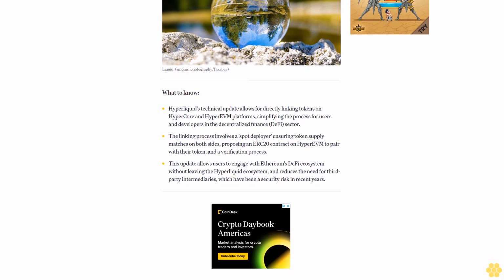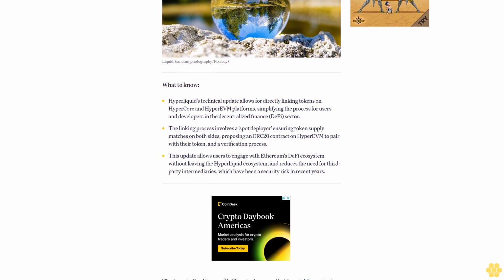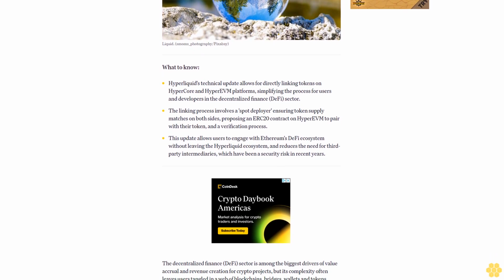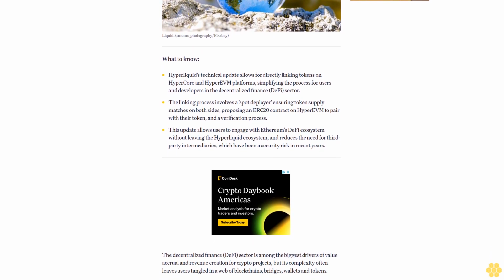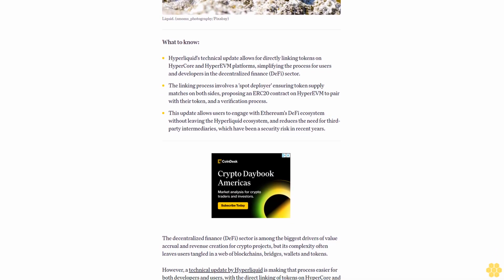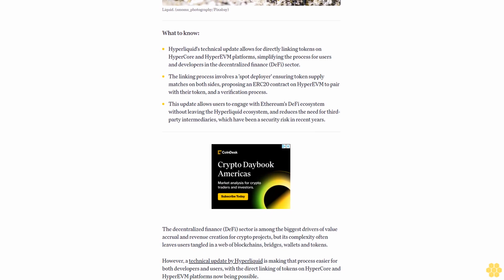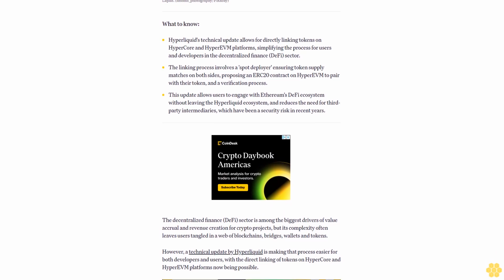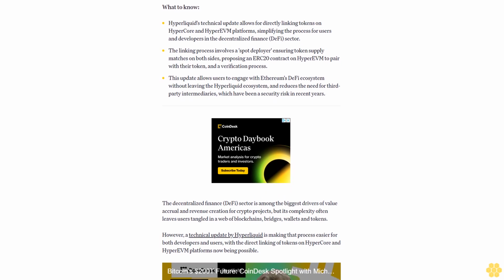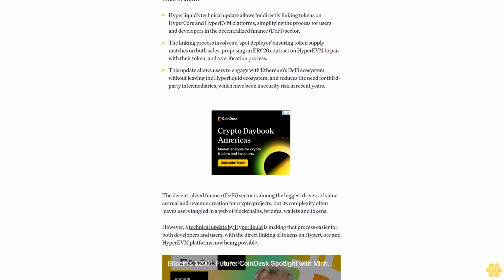However, a technical update by Hyperliquid is making that process easier for both developers and users, with the direct linking of tokens on HyperCore and HyperEVM platforms now being possible. HyperCore is its native platform for spot assets. Think tokens you can trade directly. And HyperEVM, an Ethereum Virtual Machine, EVM, network that executes smart contracts on Ethereum.